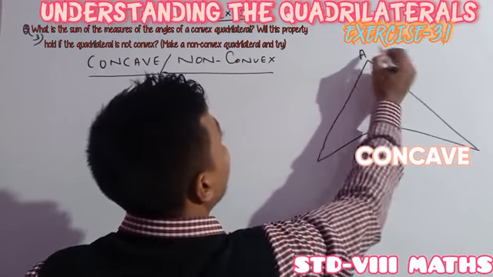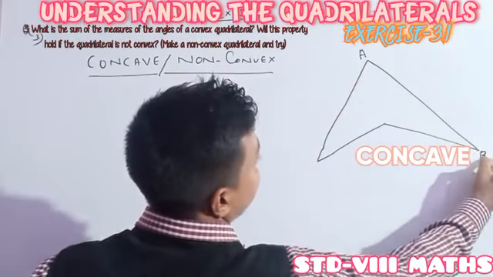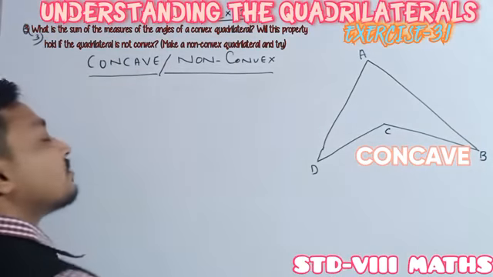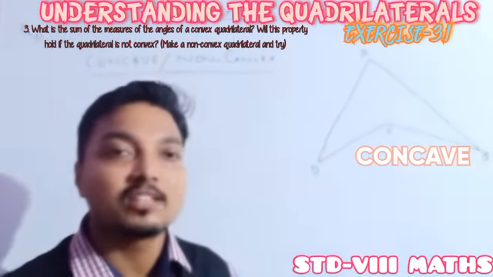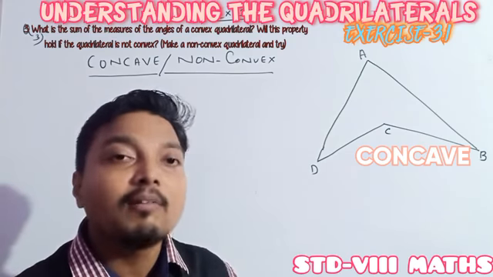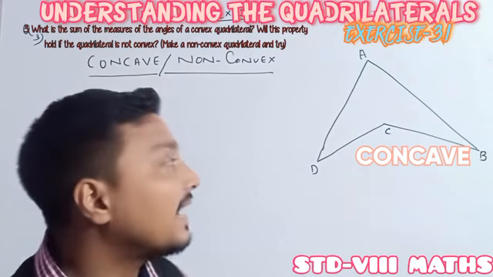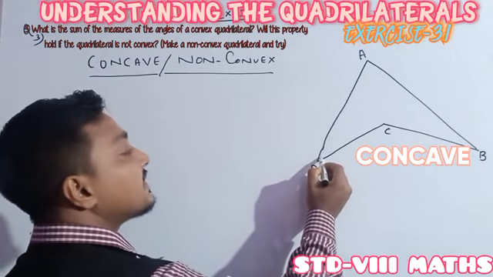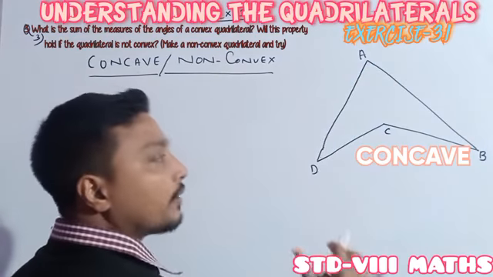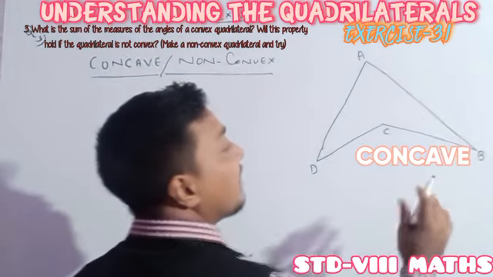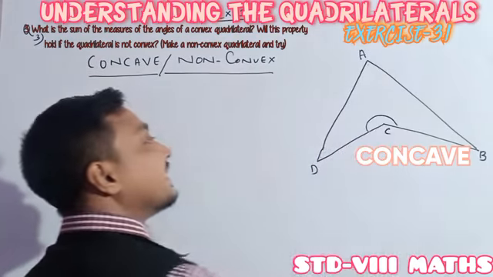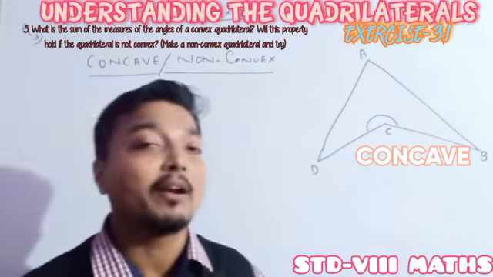In the same way, here it is A, this one is B, this one is C, this one is D. So this one is not a convex quadrilateral. If one asks why it is not convex, see, this angle is less than 180 degrees, this angle is less than 180 degrees, this angle is less than 180 degrees, but this angle is not less than 180 degrees. This angle is more than 180.